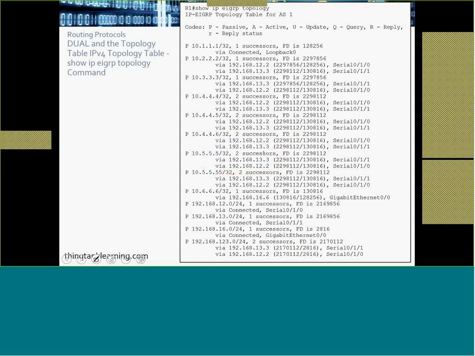By the way, that's router 2 and router 3. Those are the neighbors. In the parentheses here, what you're looking at is the feasible distance, which is the first number, and the second number is the reported distance from that neighbor. So for router 3, the feasible distance for that path is 2298112. The reported distance is 130816. For router 2, 2298112, 130816. So these paths look exactly the same.